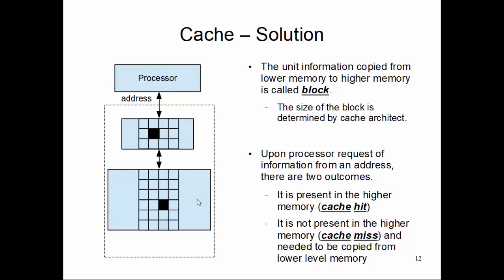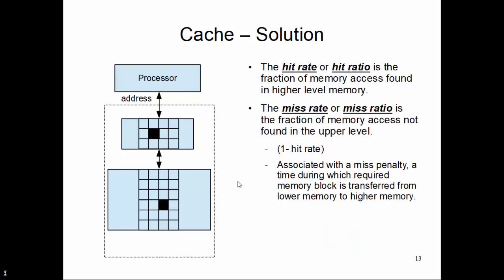So that means at that point, what you need to do is start copying this block into the higher level of memory before you can get that data back to the processor. This scenario is called a cache miss, and there is a time delay related to the copying of this data block from lower memory to the higher memory, and we call it a miss penalty.